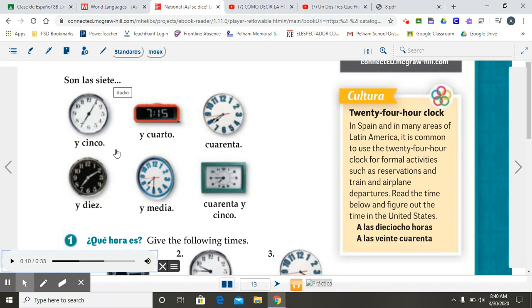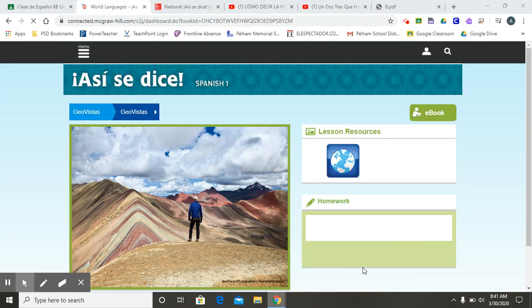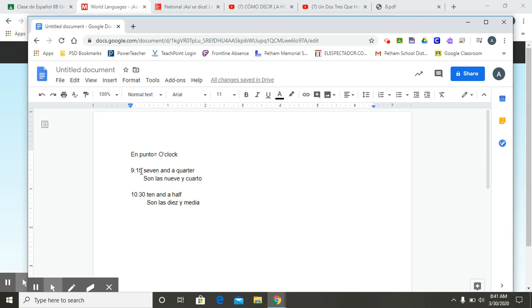Son las 7:30. Remember, media means half, all right? You're literally splitting that clock in half. Son las 7:45. Son las 7:45. Both ways work, all right? So again, our two special ones that I wanted to make sure that you guys saw are these right here. When you're talking about 15 and 30, all right? That's when we do the math. Cuarto for 15 and media for 30, okay? All right.